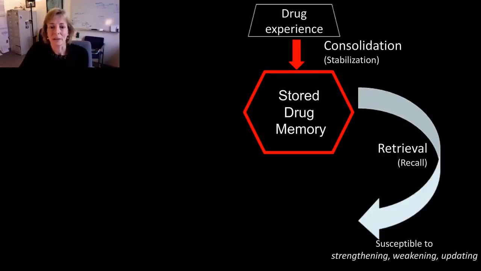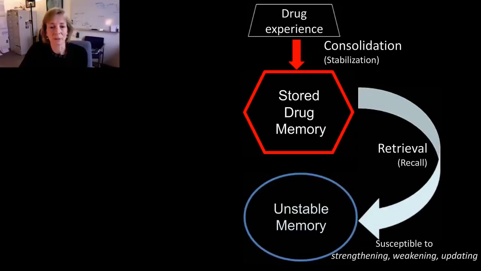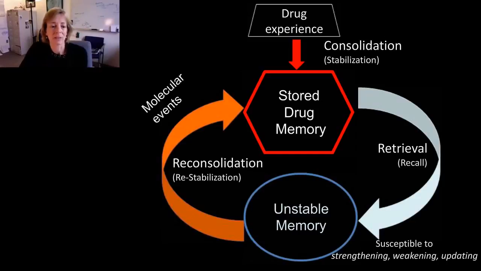Now we know that stored drug memories aren't forever. They can be retrieved and they can be altered in some way. So when these memories are retrieved or recalled, or as I'll later say, reactivated, every time these memories are retrieved, they are susceptible to strengthening or perhaps weakening or updating. This is because these memories, for a certain period of time, probably several minutes to hours, become unstable and therefore labile. So they could either be strengthened, weakened, or updated. And that's by the process of reconsolidation, where that memory could be restabilized back into the stored memory state.